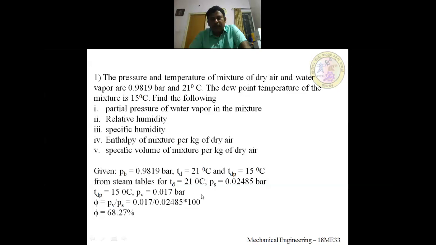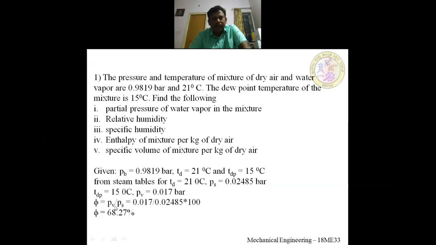If you know the wet bulb temperature, then TW will be PW. This you should know. Once you have got PV and PS, you can find phi. The first thing they asked is the partial pressure of water vapor in the mixture, which we have found: PV, the partial pressure of water vapor, is 0.017.